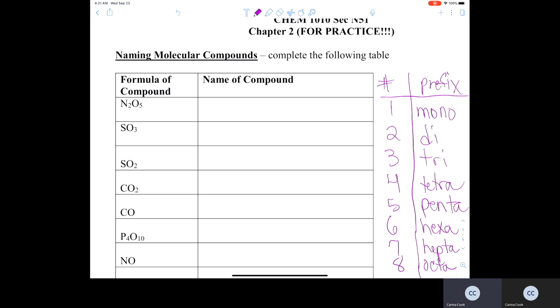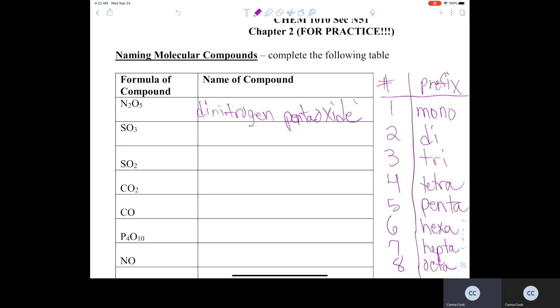So for the first compound, N2O5, N is the symbol for nitrogen. O is the symbol for oxygen. We drop the ending of the second element and replace with IDE. The second element is oxygen, and there are 5 of them, so that would be penta. The first element, there are 2 nitrogens, so we use the prefix di. So the name of this compound is dinitrogen pentaoxide.